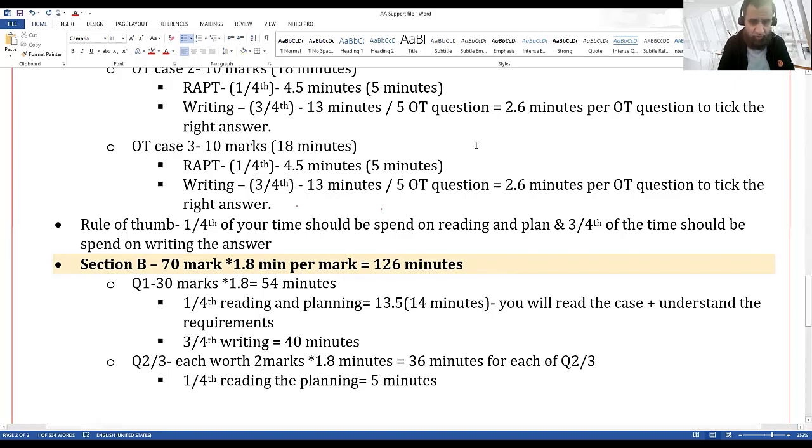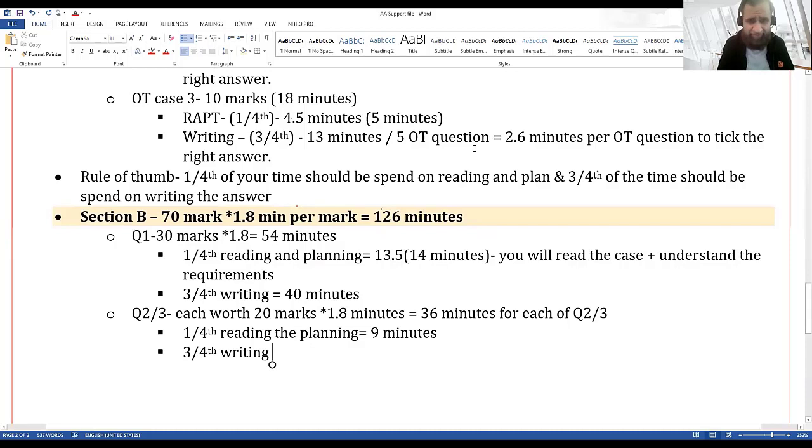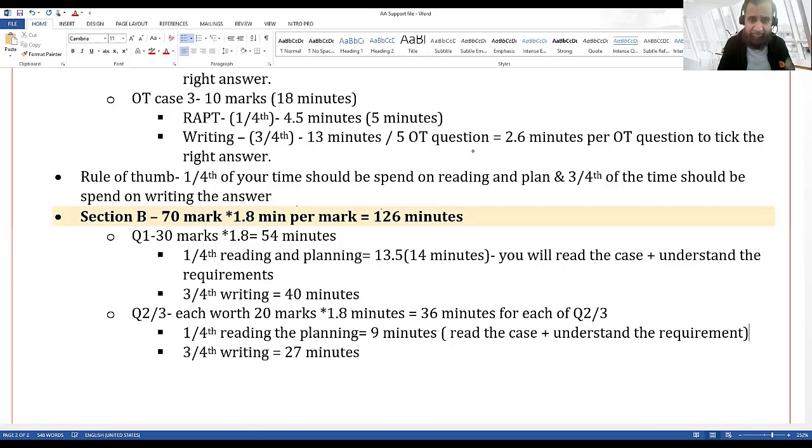Sorry, 20 marks, 20 marks multiplied by 1.8 is 36 minutes. Thank you for the correction. So 9 minutes, right? We have to spend 9 minutes on reading and planning, and then we have 3/4 of the time for writing, which is another 27 minutes. So in 9 minutes, you will read the case and understand the requirements, and then in the 27 minutes, you write for each of the two questions, 20 and 20.